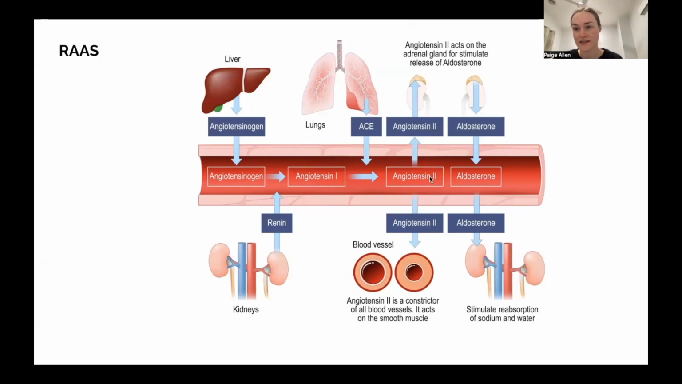And then Ang2 is that active agent, which then goes on to stimulate the adrenals to release aldosterone, and then stimulates as well blood vessels to constrict. And then furthermore, that aldosterone itself causes sodium reabsorption from the kidneys, which draws water back in to help increase your blood pressure. So the whole point of the RAS system is to increase blood pressure.